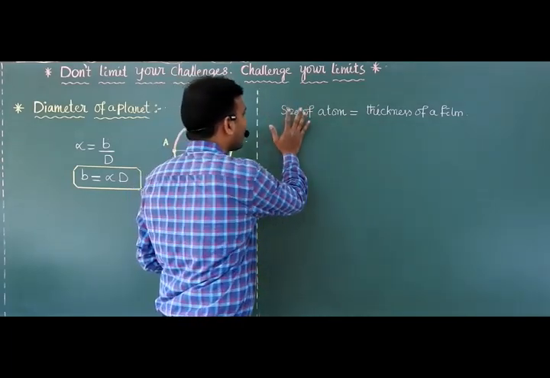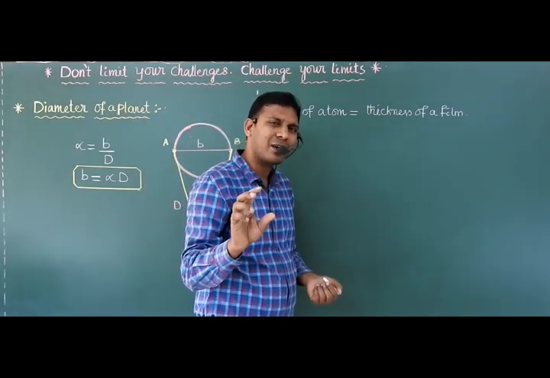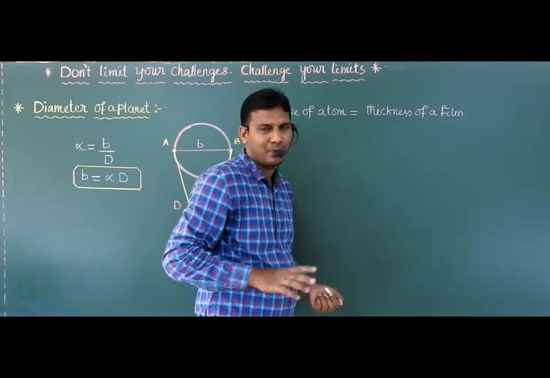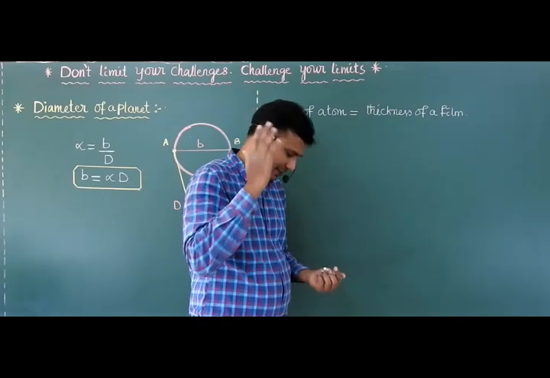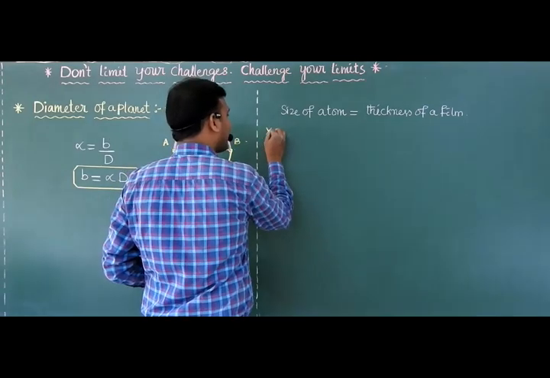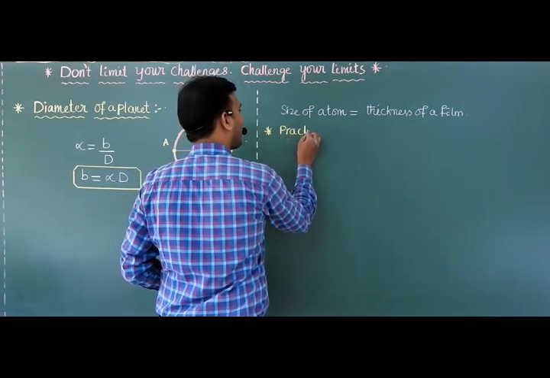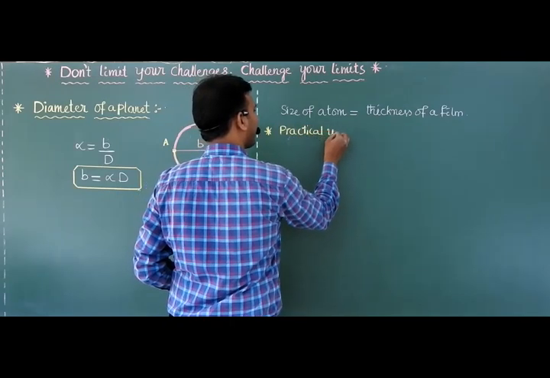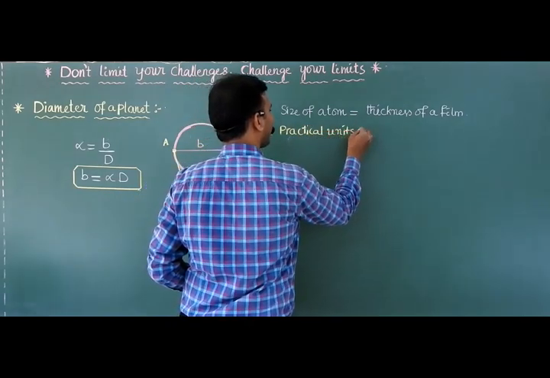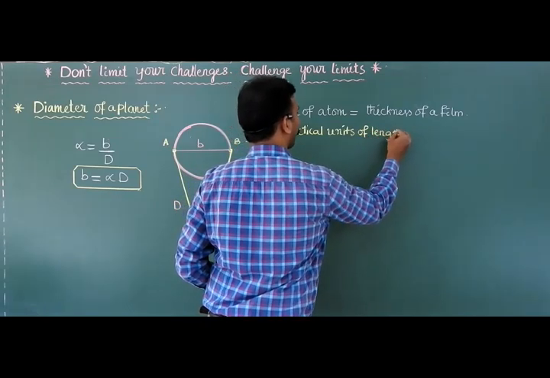So, to estimate smaller distances, we always prefer the tunneling microscope. Okay? Then next, practical units of length.